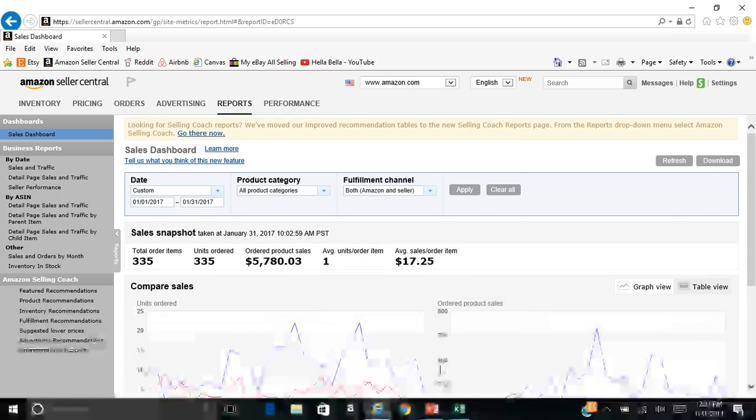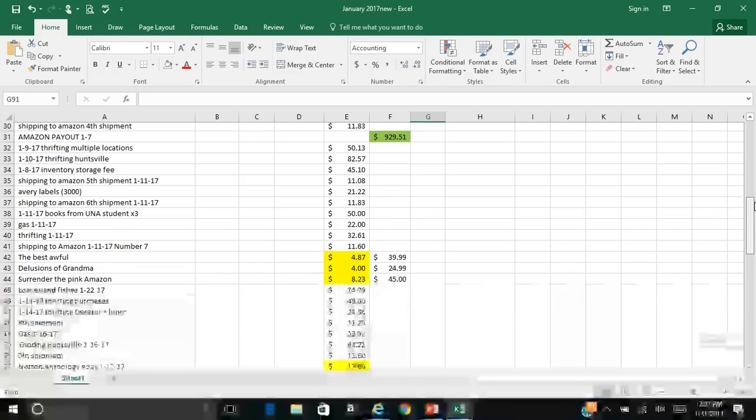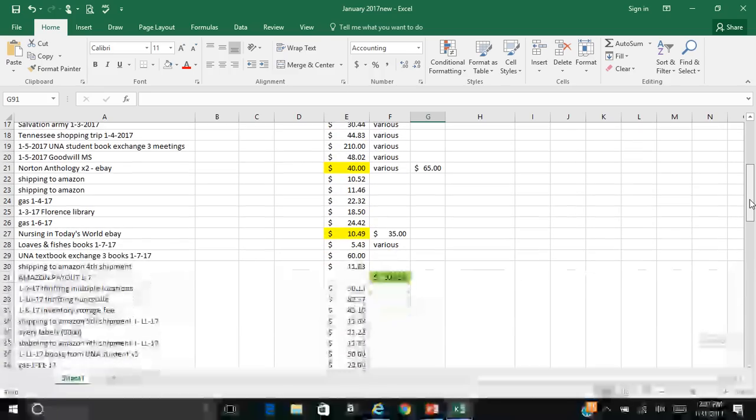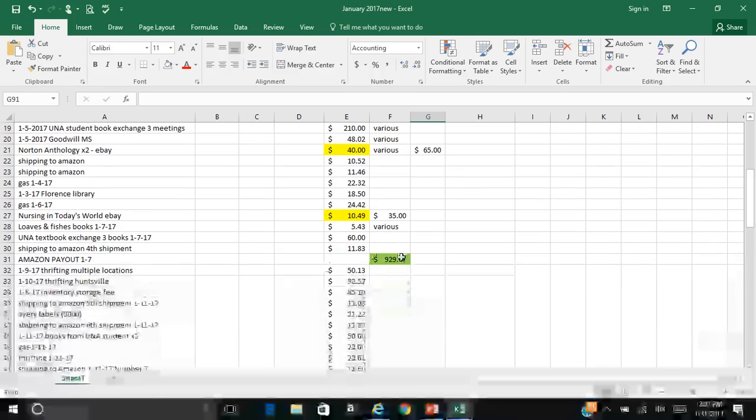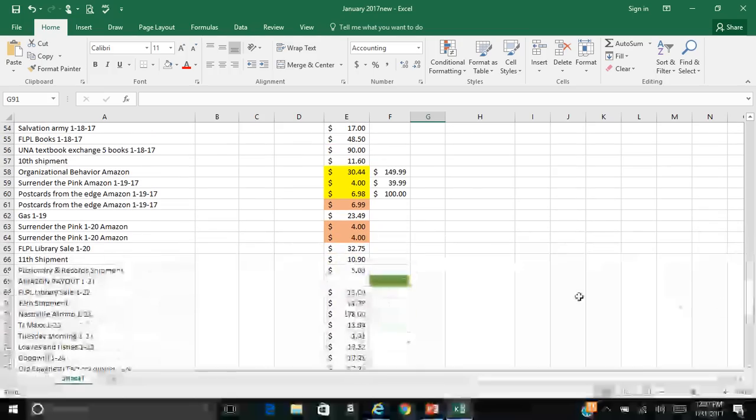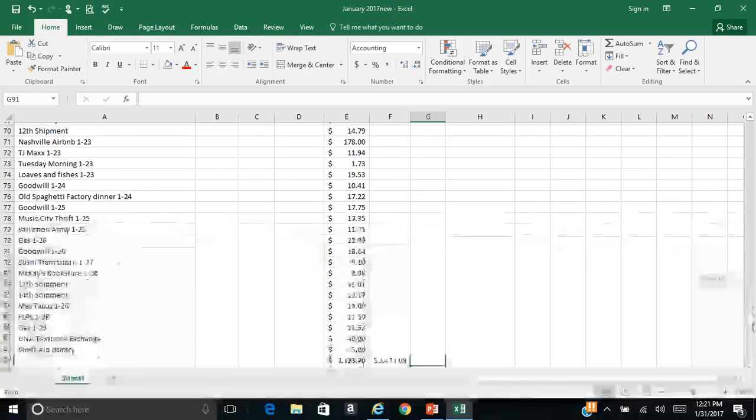So diving into the numbers a little bit. I keep a spreadsheet of all my costs, and I have put a lot of money back into this business recently. I'm trying to put as much as I can back into the business. My first January payout was $929. Second payout was $1,543, and then I have another payout coming on February 3rd, and that one is around $1,500 right now.